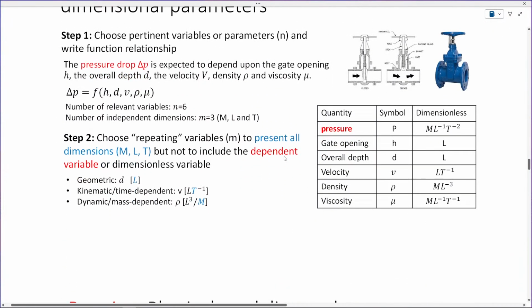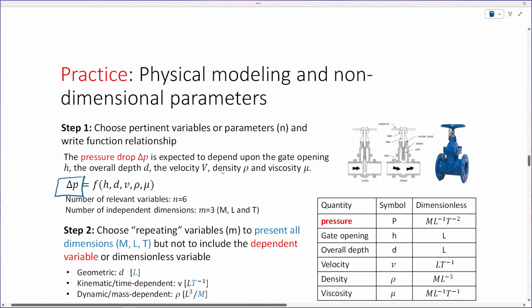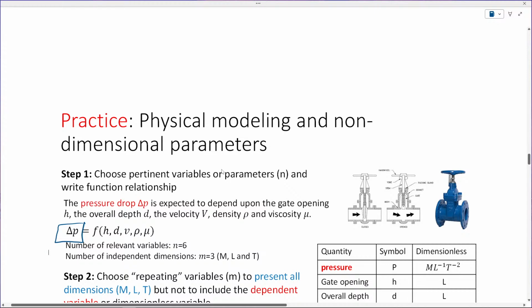So here we know this is our dependent variable, and these are our five independent variables, like the opening, the diameter of the valve, the velocity, and so on. I will not show you the solution because I want you to do it on your own. You identify the repeating variables, and remember how to do the repeating variables. Your repeating variables should have the length, the time, and the mass.